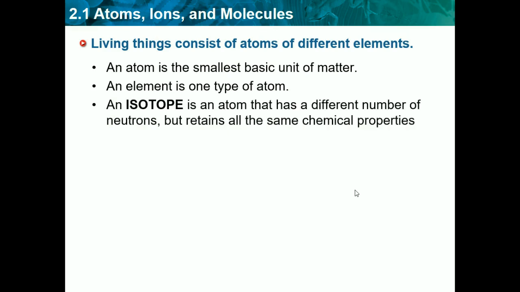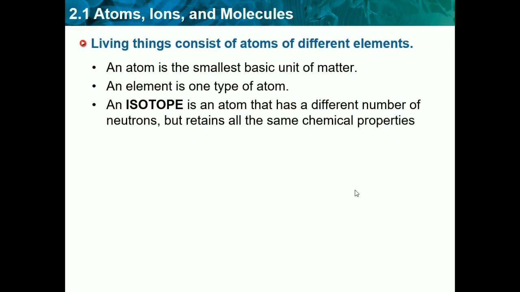An isotope is an atom that has a different number of neutrons but retains all the same chemical properties. So neutrons are part of the nucleus. It's a subatomic particle that's clustered in the nucleus, and the nucleus is the center of the atom. So an isotope just has a different number of neutrons, but it's basically the same thing.